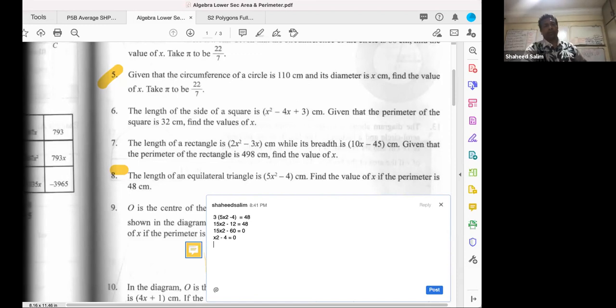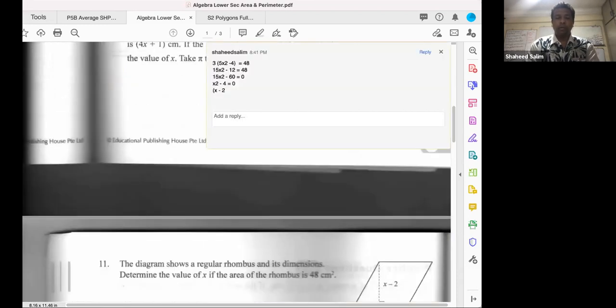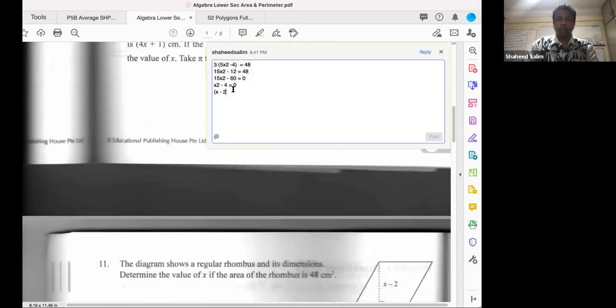Once you have this, remember this is actually the crisscross method. If you can see the pattern, this is x minus 2, x plus 2. This is equal to 0. Therefore, x minus 2 equals 0, or x plus 2 equals 0. So when you solve this one, x equals 2, or x equals minus 2. Minus 2 is inadmissible, so the answer is x equals 2.